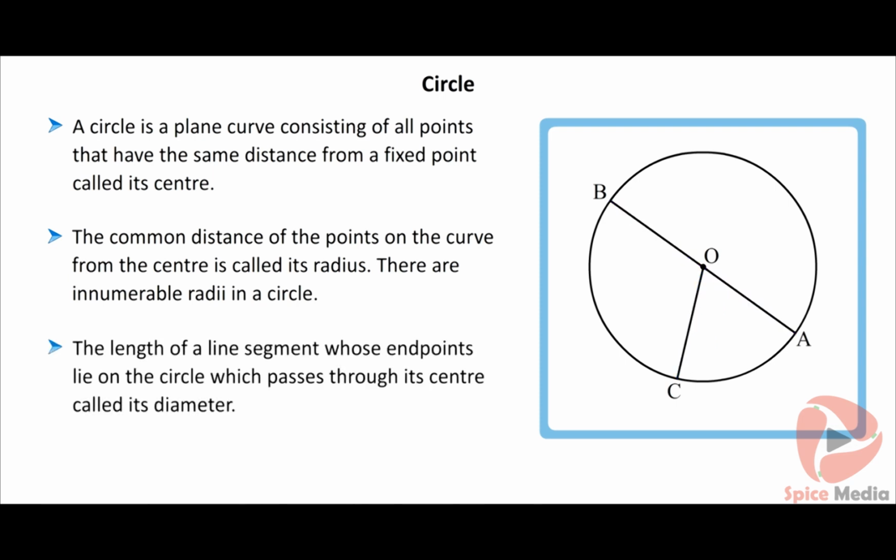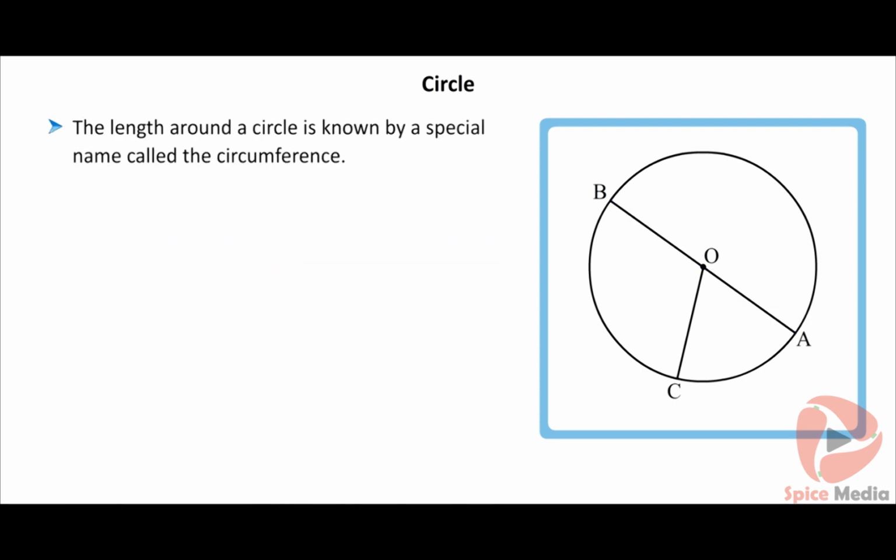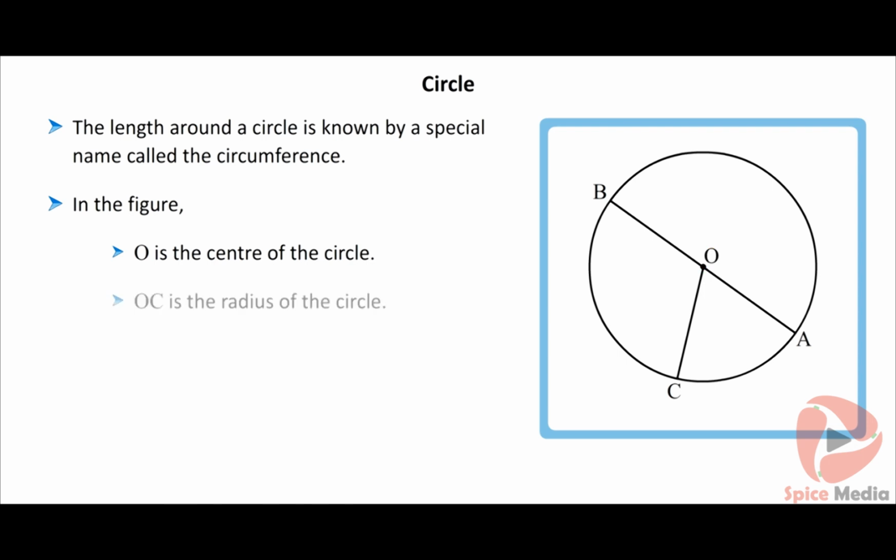The length of a line segment whose endpoints lie on the circle, which passes through its center, is called its diameter. The length around a circle is known by a special name called the circumference. In the figure, O is the center of the circle, OC is the radius of the circle, and AB is the diameter of the circle.